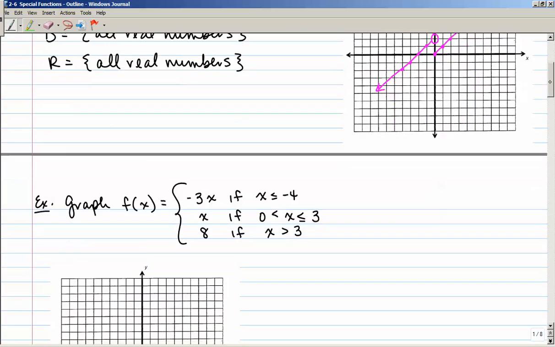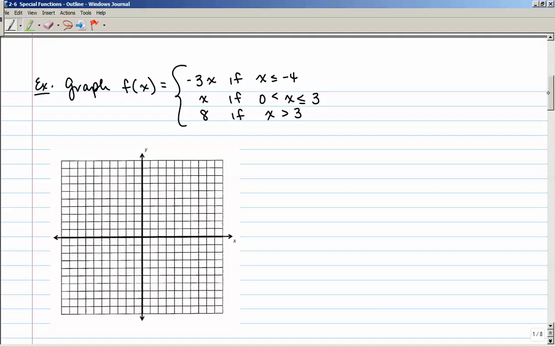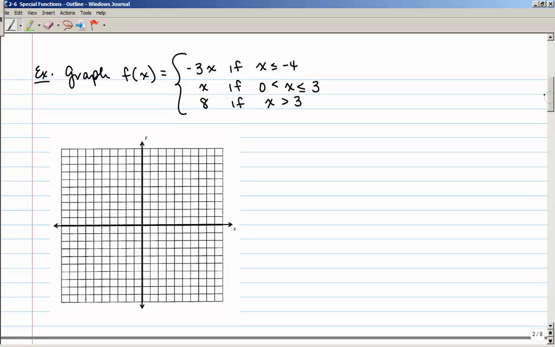Okay, let's take a look at another one here. This piecewise function has 3 parts to it. Graph f of x, which equals negative 3x if x is less than or equal to negative 4. F of x equals x if x is greater than 0 but less than or equal to 3. And f of x is equal to 8 if x is greater than 3.